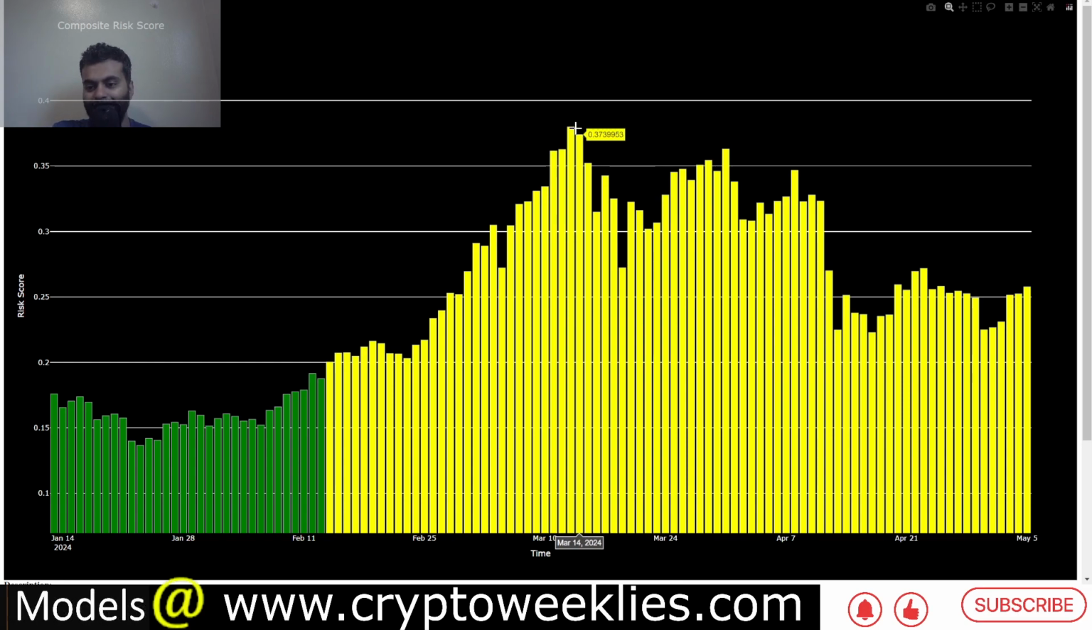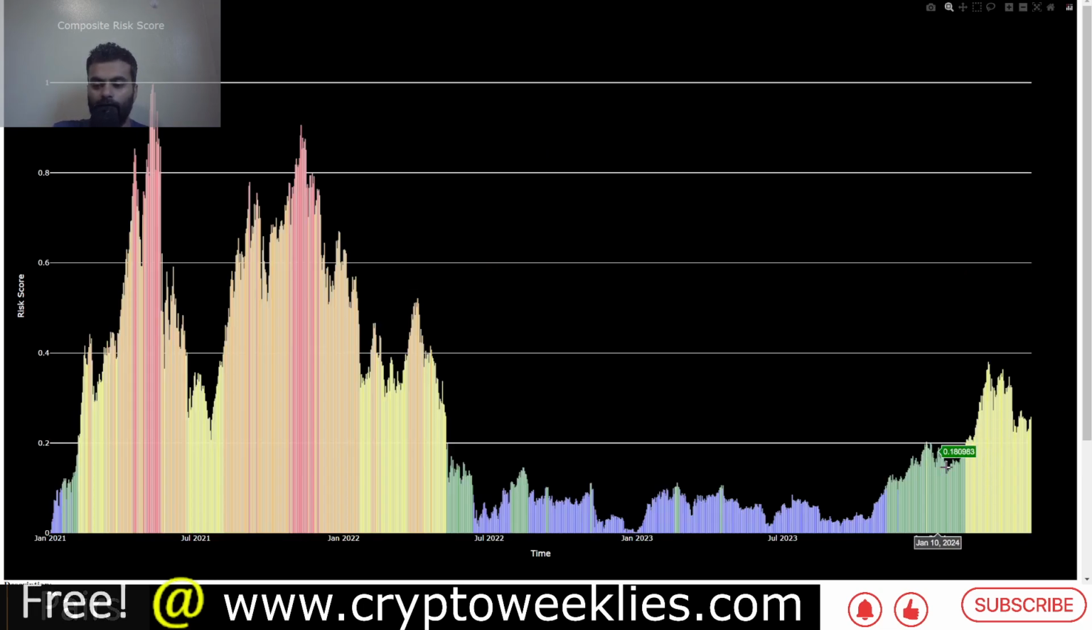So that's why now the risk score is at around 0.25. I was briefly interested when the risk score went to about 0.22 at the end of April of 2024. But again, the color codes were still yellow. Personally speaking, I like when color codes are either green or blue.